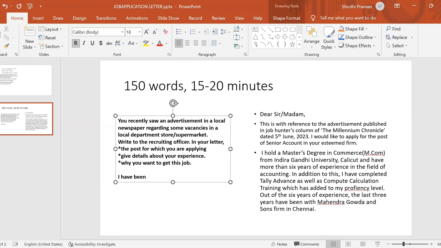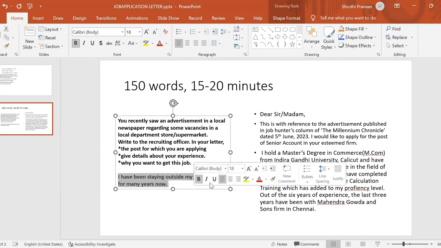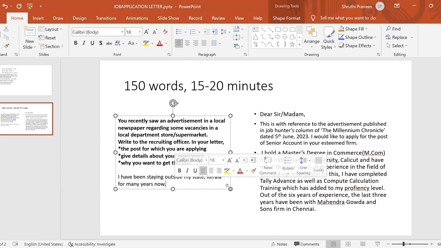I have been staying outside my state, Kerala, for many years now. Because it's a local department store or supermarket, it's not something hi-fi. Okay, and you have already worked with a big shot before. You have already worked with Mahendra Gowda and Sons firm, which is a bigger firm compared to what you're applying for now. That is why I'm giving a personal reason.